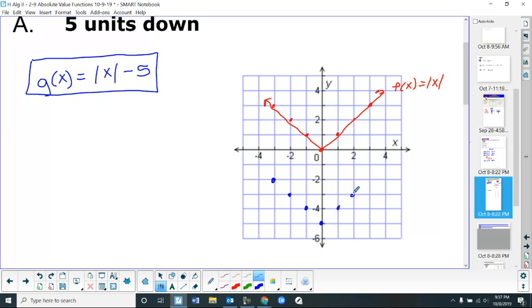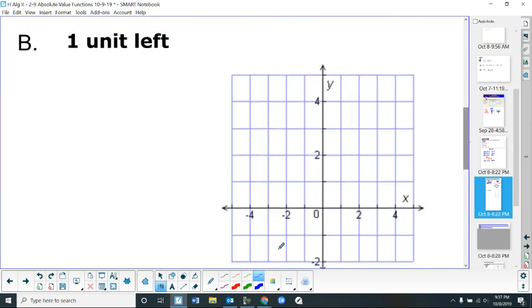Notice where your vertex is. My vertex was at 0, 0. My vertex also shifted down 5. It is now at 0, -5. And it has arrows because it goes on forever. Okay, pretty simple. How about this one?